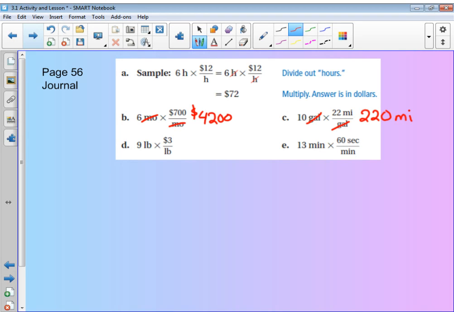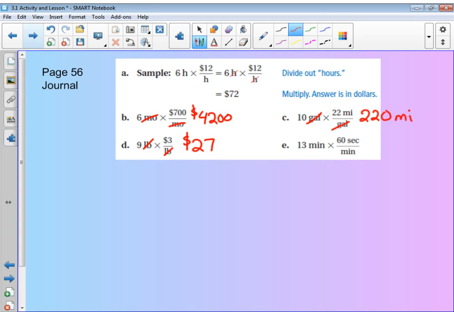The next one, I have 9 pounds times $3 per pound. This might be something like buying fruit or meat or something like that you would buy by the pound. So once again, we'll cross cancel our pounds. And I would do 9 times 3, which would give me $27.